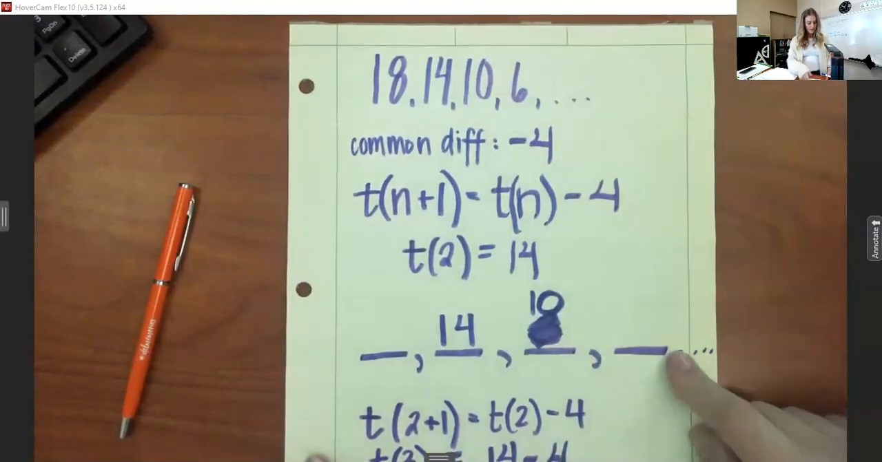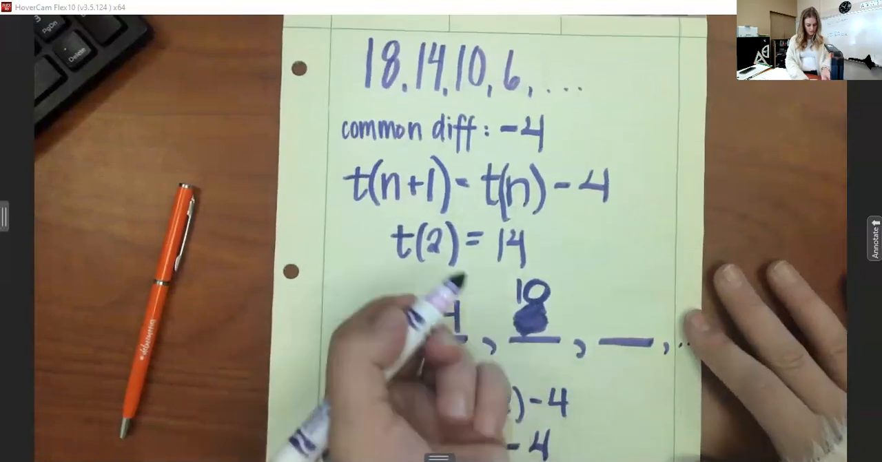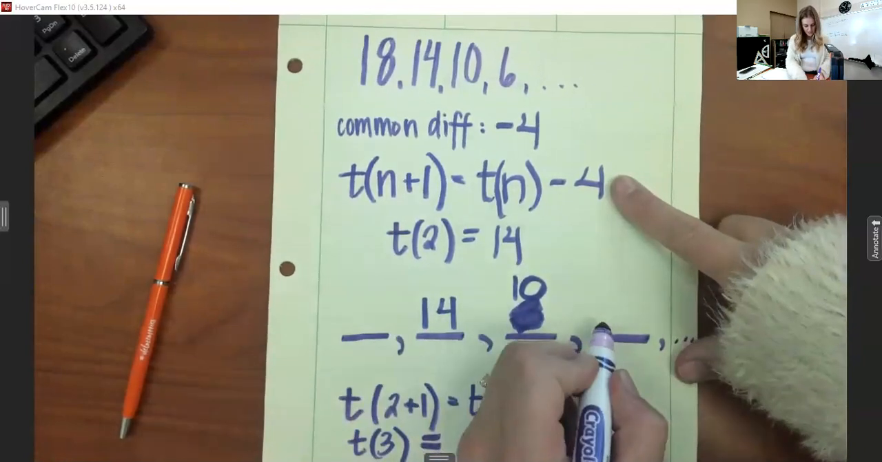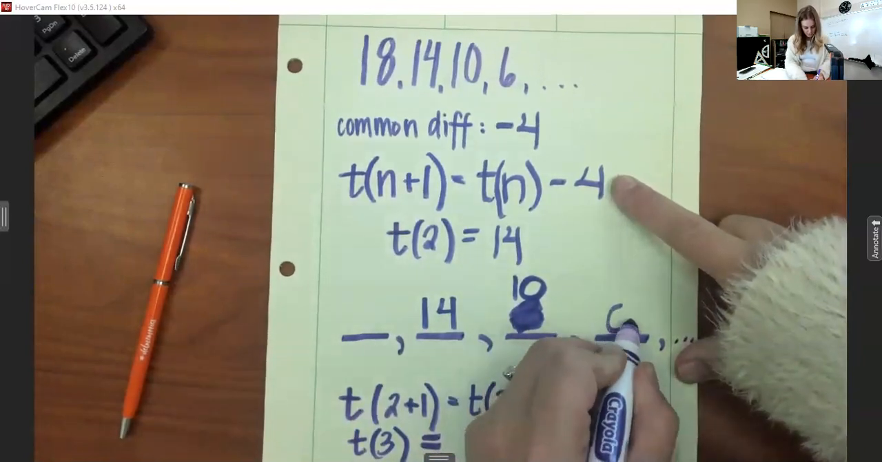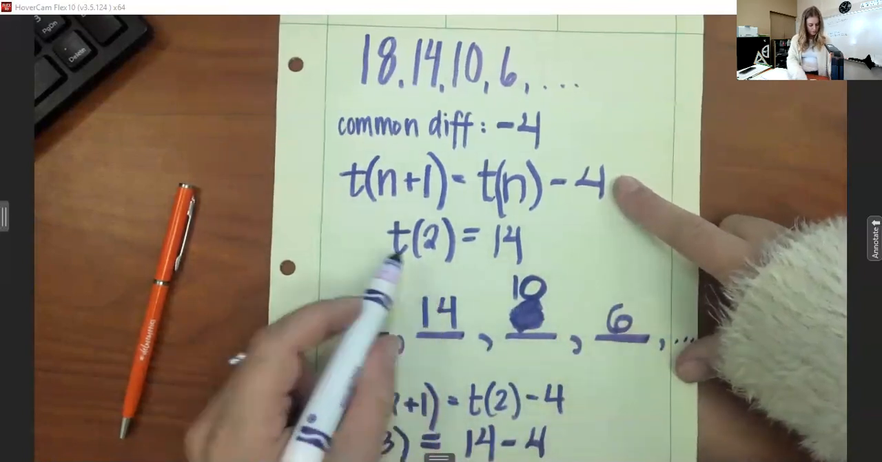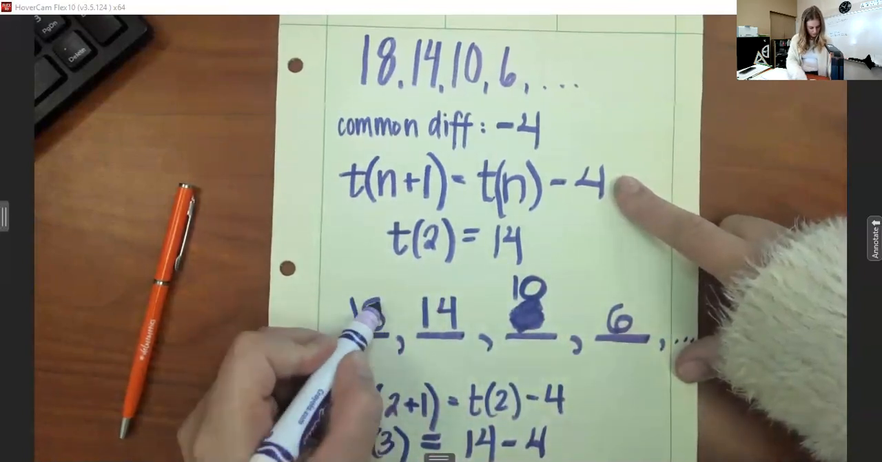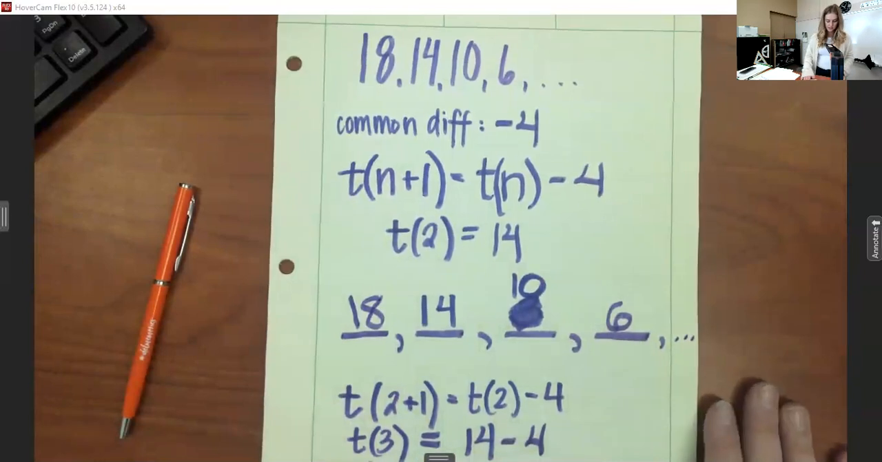Yes, it is true. And then from there, we can figure out the rest of the sequence. We know that the common difference is minusing by 4. So this one would be 6 because you subtracted 4. And to work backwards, this one would be 18. Sorry about that.